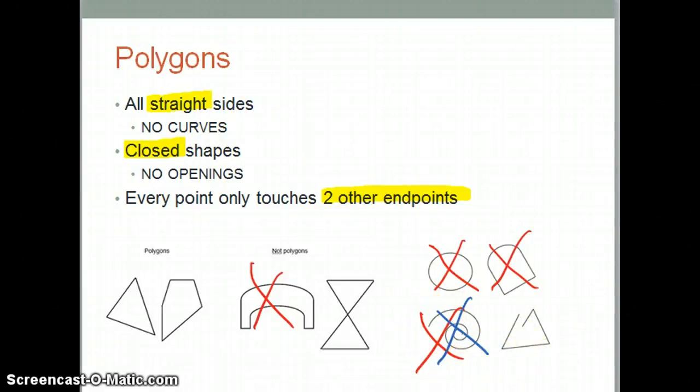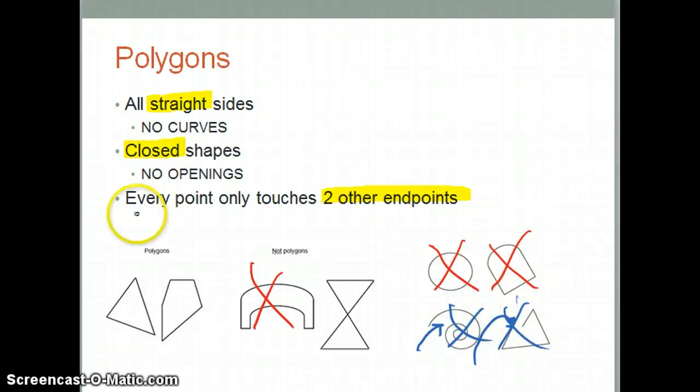You can see that amongst that curl, there's an opening. Well, then the triangle next to it also has an opening. So, nope, these are not polygons. And then we have to think about every point only touching two other endpoints.